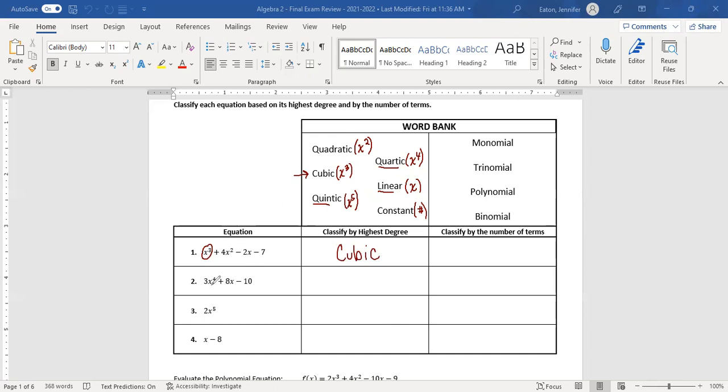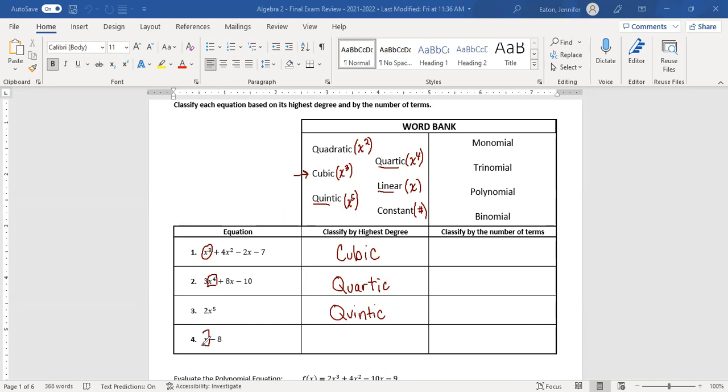Looking at problem number 2, we have an x to the 4, an x, and a 10, or just a number there. We see the highest exponent is a 4. So an x to the 4th equation is a quartic. We write the word quartic, Q-U-A-R-T-I-C, quartic equation. In number 3, it's pretty easy because we only have one variable with an exponent, and that's an x to the 5th. So an x to the 5th is called a quintic, Q-U-I-N-T-I-C, a quintic equation.